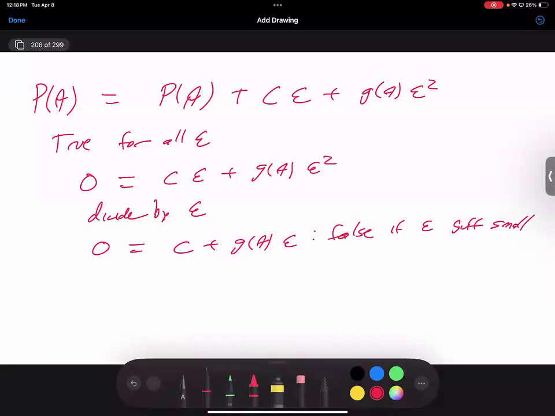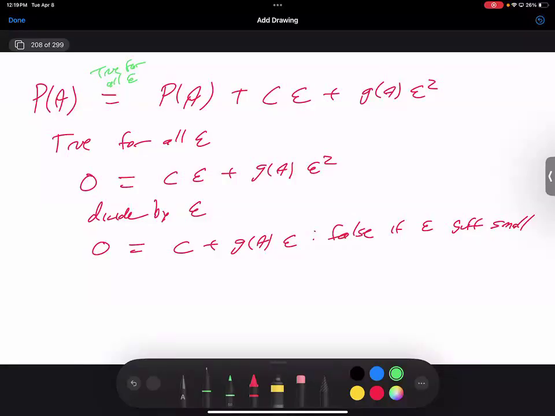So remember, this is true for all epsilon. If it's true for all epsilon, the only way it can be true for all epsilon is if the coefficient of the epsilon term is 0. Because we can subtract the P of A from both sides, and then we get 0 equals some constant plus G of A times epsilon.